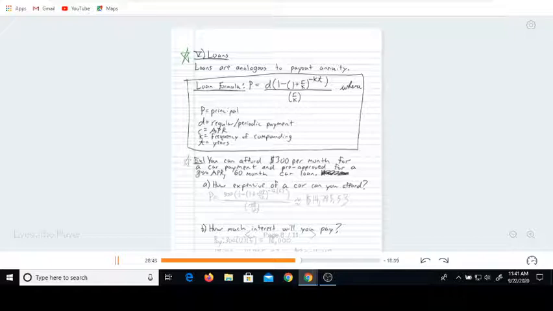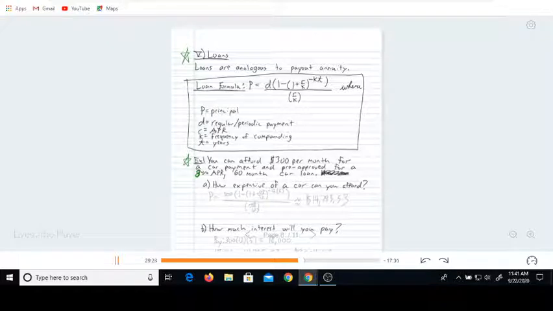So, suppose you can afford $300 a month for a car payment, and you're pre-approved for a 3% APR 60-month car loan. That APR is a little bit low. Let's use a more realistic APR for car shopping. Let's go with an 8% APR. So suppose with your credit score, you're approved for an 8% APR, 60-month car loan. So that is a 5-year car loan.